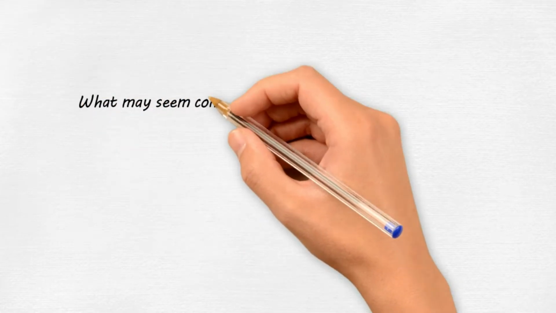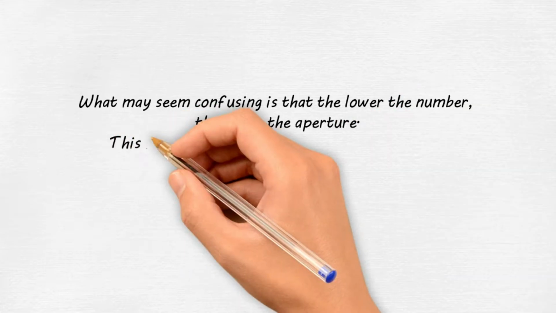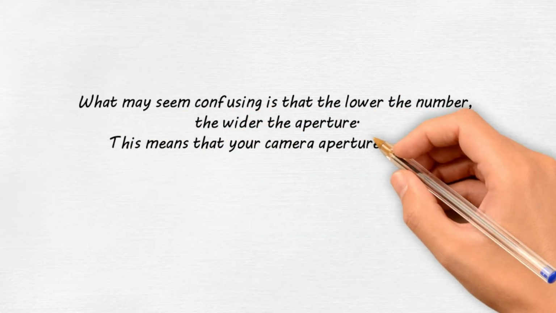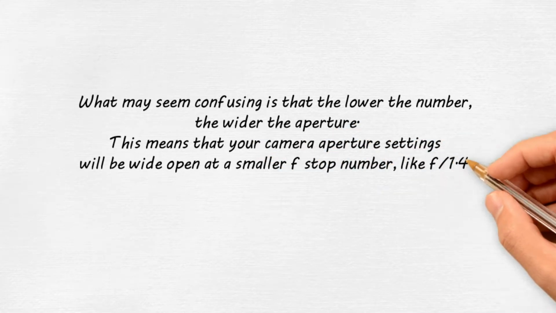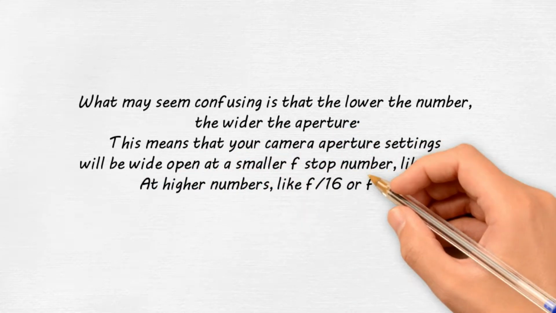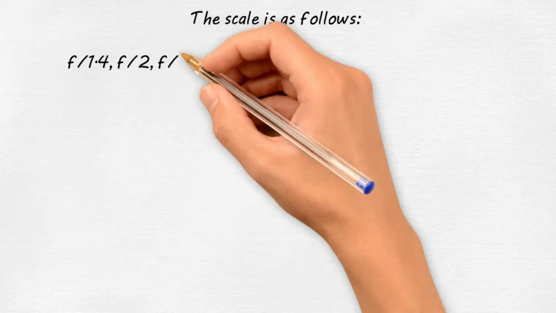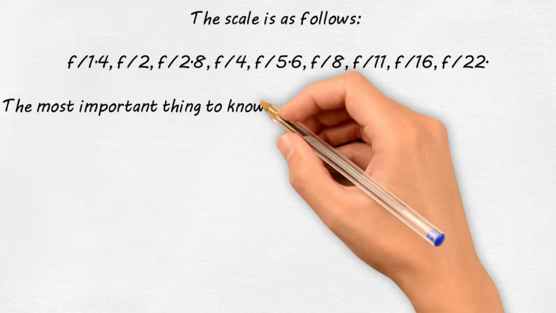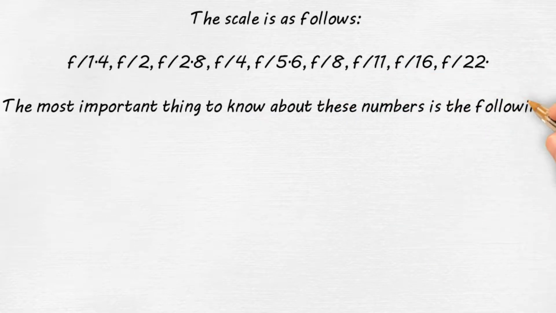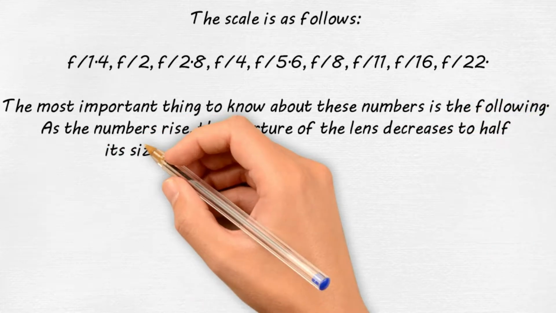What may seem confusing is that the lower the number, the wider the aperture. This means that your camera aperture settings will be wide open at a smaller f-stop number, like f/1.4. At higher numbers, like f/16 or f/22, you'll get a narrow, that is small, aperture. The scale is as follows: f/1.4, f/2, f/2.8, f/4, f/5.6, f/8, f/11, f/16, f/22.